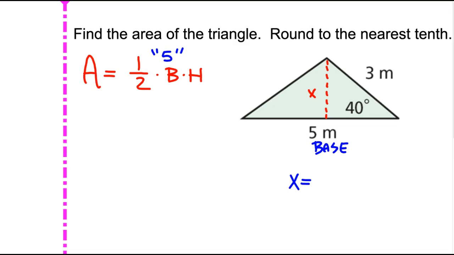Let's say the sine of 40 degrees is equal to the opposite, which is x, over the hypotenuse, which would be that side right there. The opposite would be the x side right there, so x over 3. Because see, here's the triangle that I'm doing right here. See that one? Okay. So now x is equal to 3 times the sine of 40.